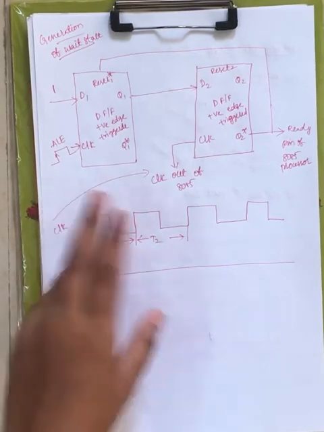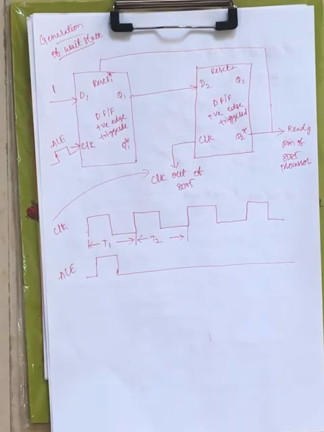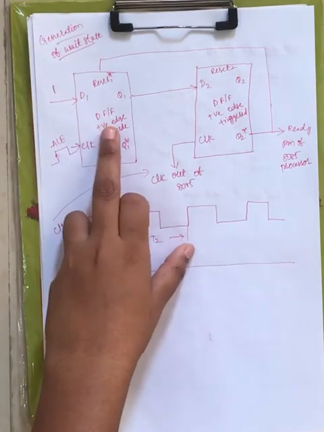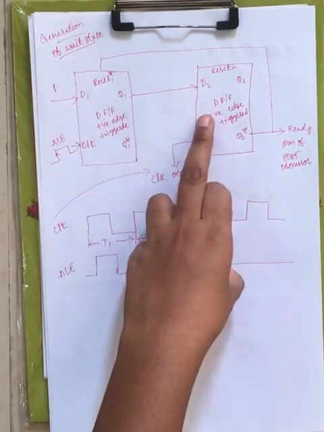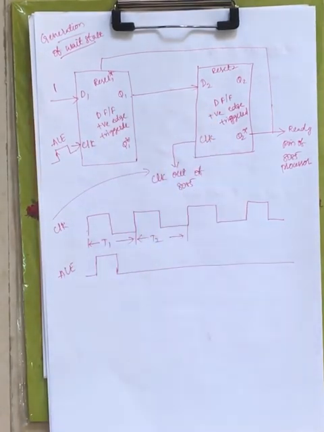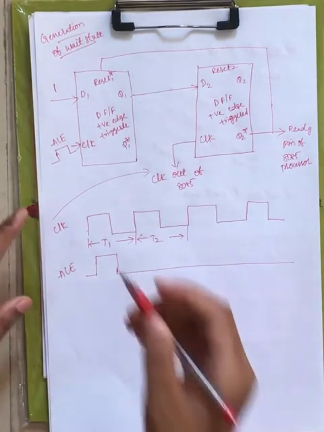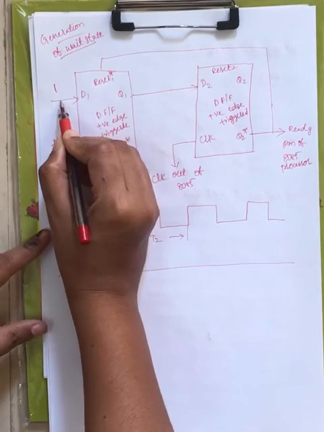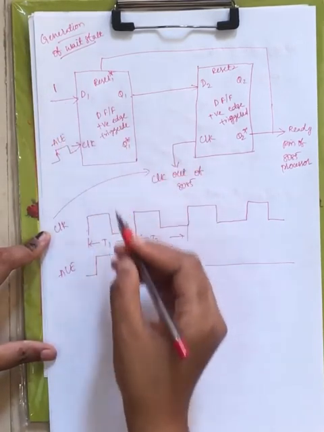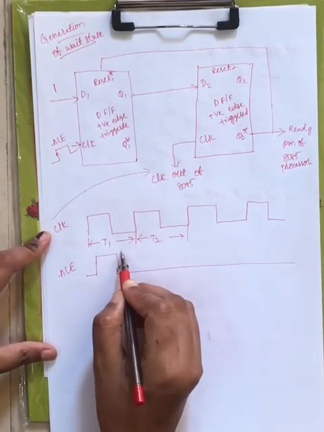Now you might know the truth table of the D flip flop. Again, I am not writing it here, I am directly giving the results. Q1 of the first flip flop is connected to D2. Now D1 is high, and ALE is also high for T1.